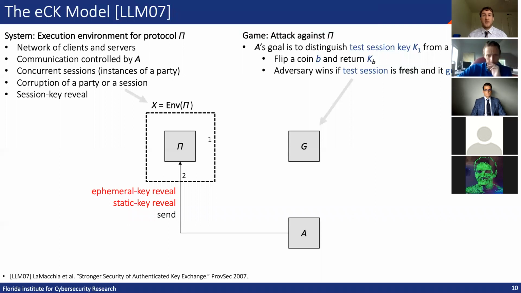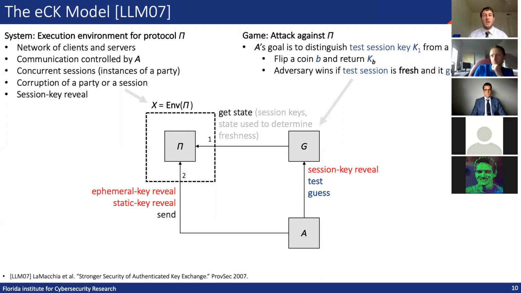The second interface lets the adversary interact with honest parties, including initializing new sessions, sending messages to sessions, and revealing ephemeral and static keys. The first interface is used by the game in order to obtain session keys, as well as other information used to determine if the test session is fresh. The adversary makes queries to the game in order to reveal session keys, including for the test session, and to make its guess of the challenge bit. Now, the experiment begins by, of course, running the adversary, and once it halts, the game outputs a bit indicating whether the adversary's attack was successful.